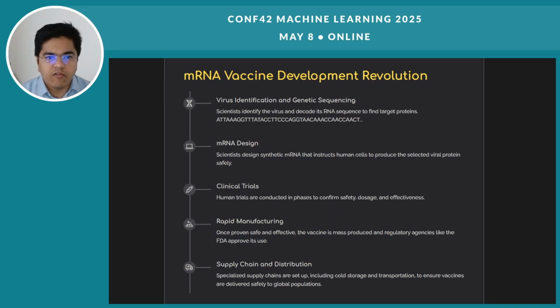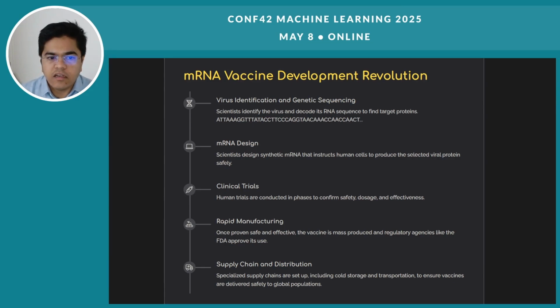Once they identify the virus sequence, the next step is mRNA design. Scientists create mRNA instructions that teach our body how to fight the virus so that we get immunized. After that, the vaccine goes into clinical trials. In the clinical trial, the vaccine is tested with a diverse population, and once it is proven safe and effective, they start manufacturing. Production scales up quickly and agencies like the FDA check everything before approving it.